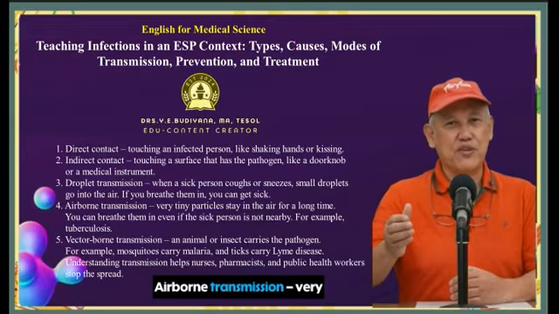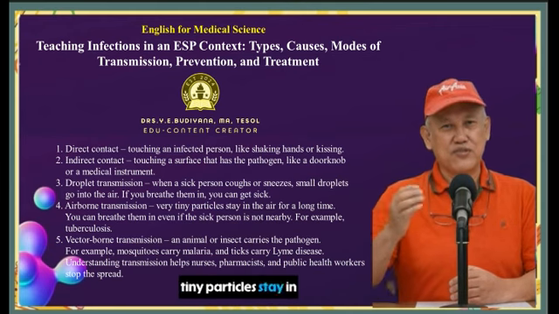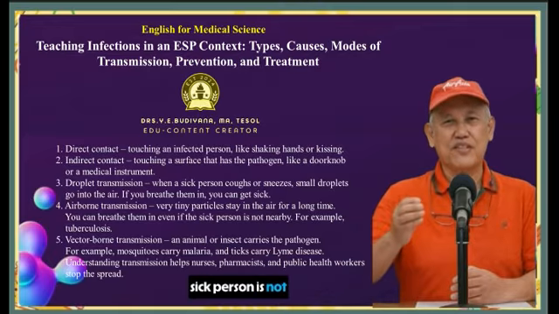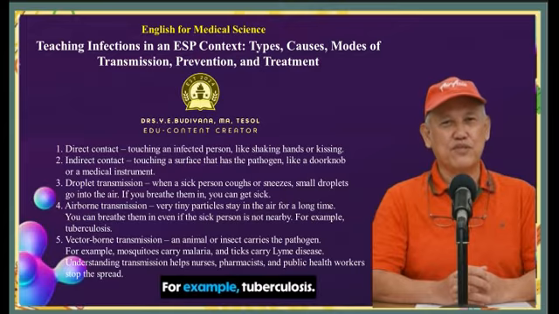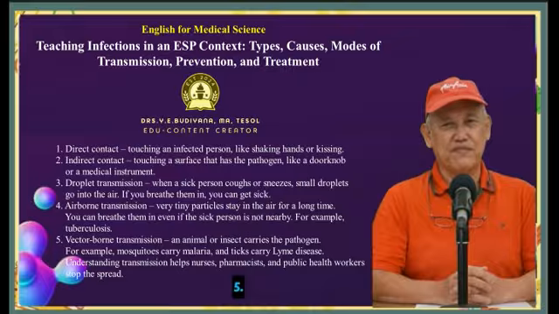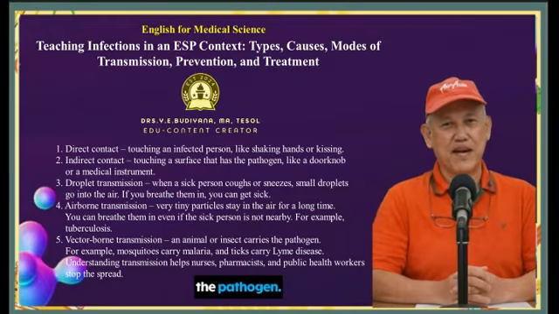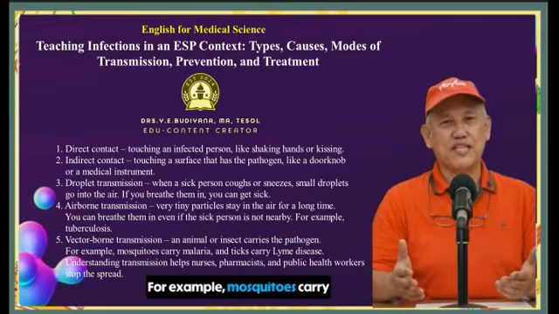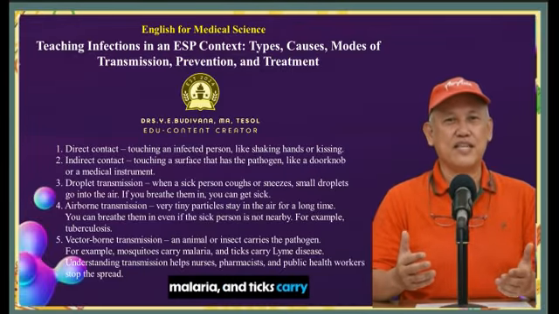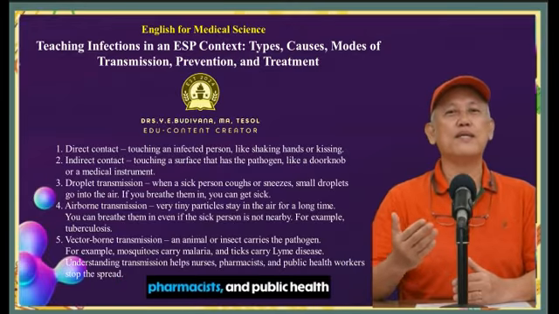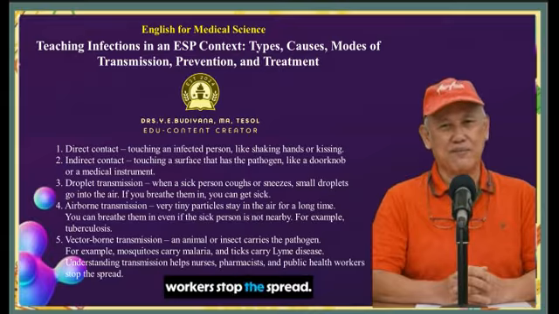4. Airborne transmission. Very tiny particles stay in the air for a long time. You can breathe them in even if the sick person is not nearby. For example, tuberculosis. 5. Vector-borne transmission. An animal or insect carries the pathogen. For example, mosquitoes carry malaria and ticks carry Lyme disease. Understanding transmission helps nurses, pharmacists, and public health workers stop the spread.